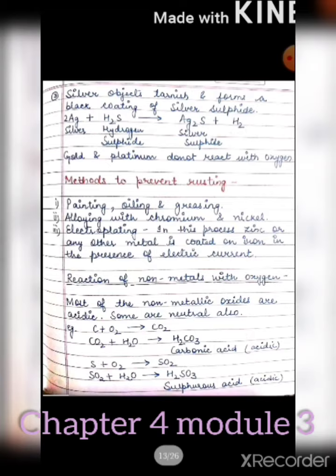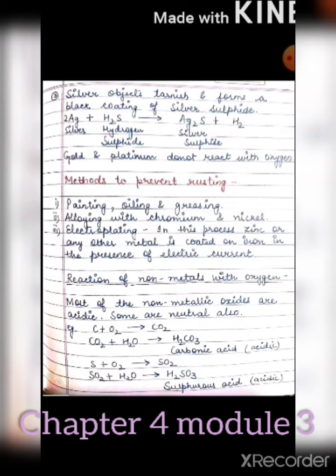Next example is silver objects tarnish and form a black coating of silver sulfide. That is also a type of corrosion. Silver: 2Ag plus H2S, that is hydrogen sulfide gas. Silver, gold and platinum, all three are noble metals, as I have told you. They are non-reactive or less reactive, but in many years they can get corroded.